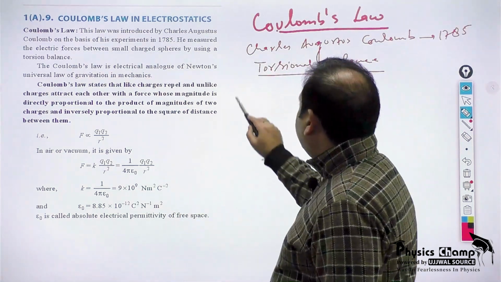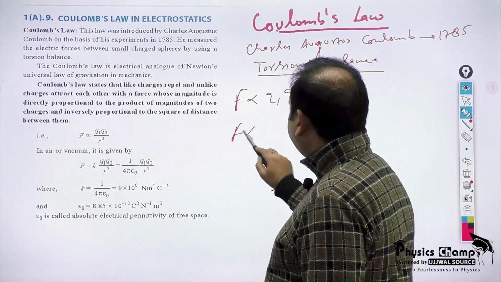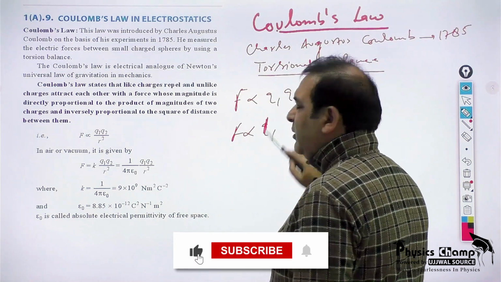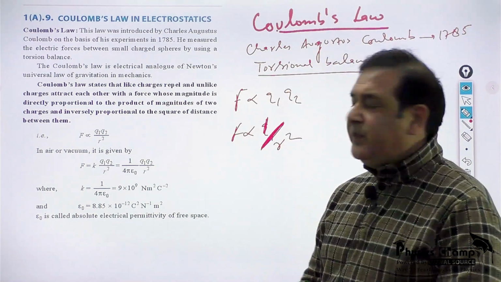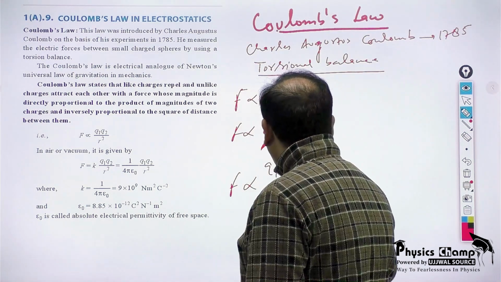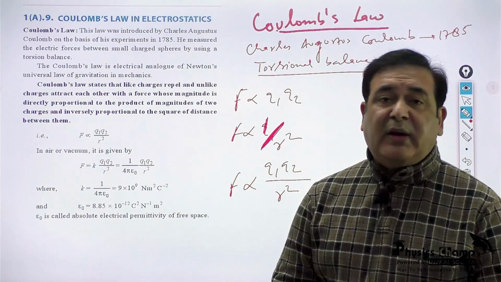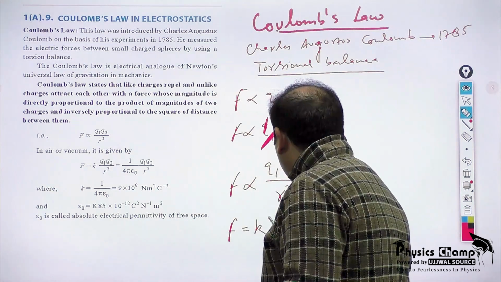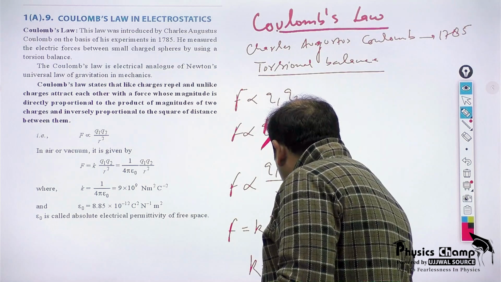And as per his observation, the force between 2 point charges placed r distance apart is directly proportional to the product of the charges and inversely proportional to the square of the distance between them. As a whole, we can say this force is small k q1 q2 by r square, where this small k is a constant.